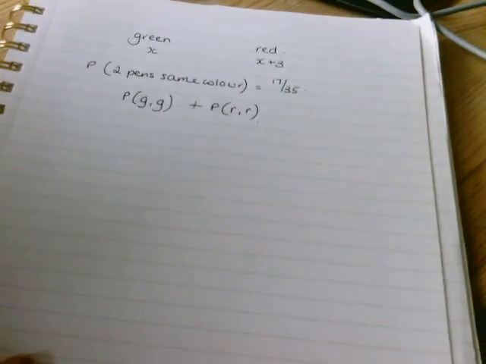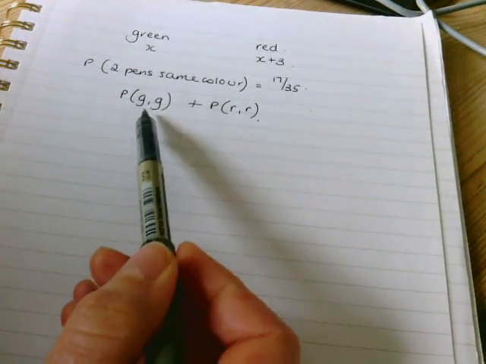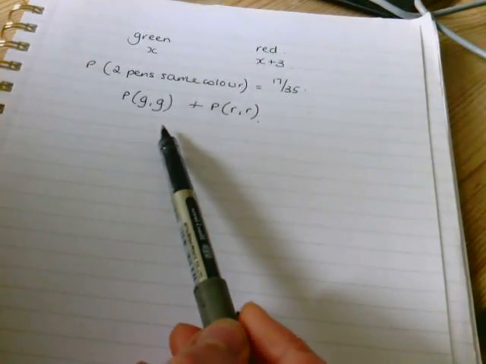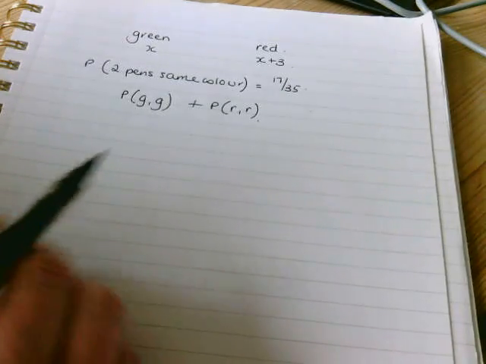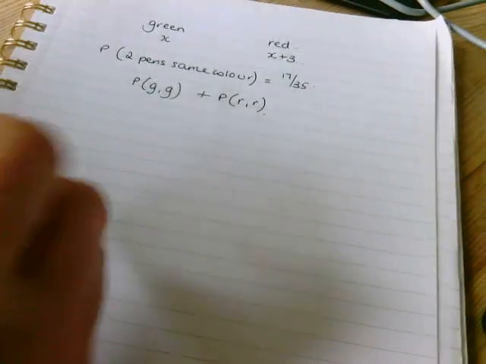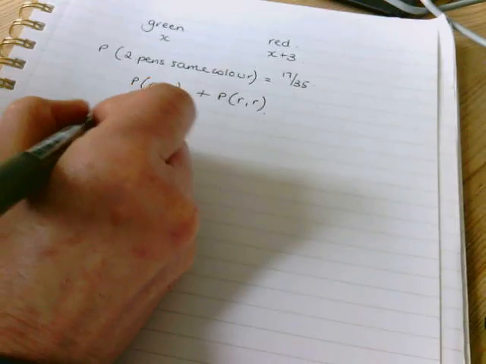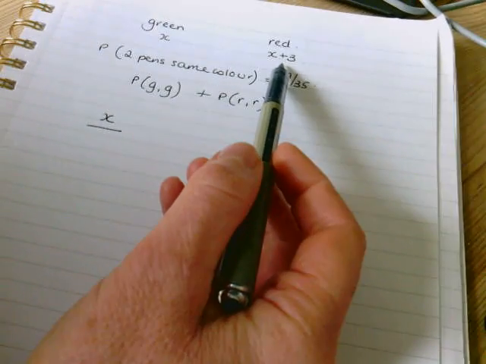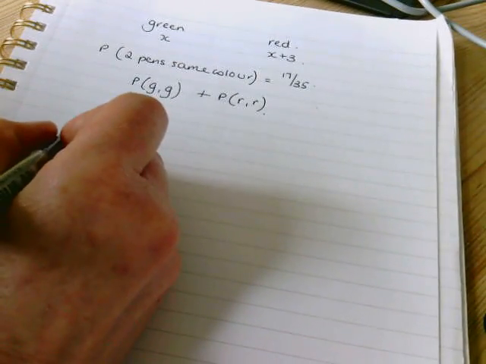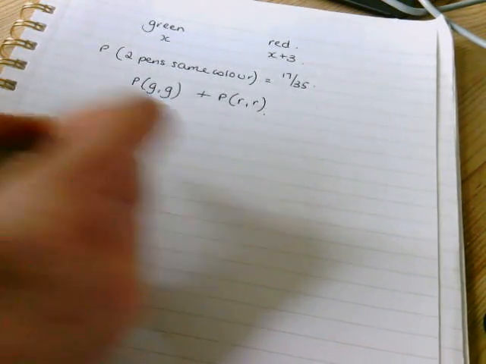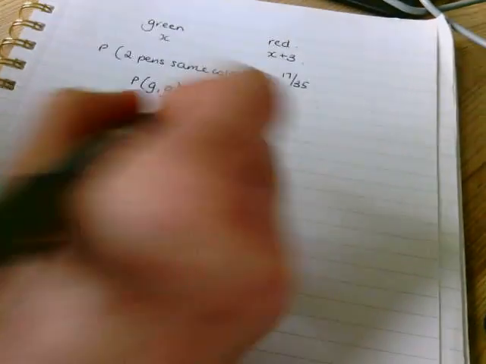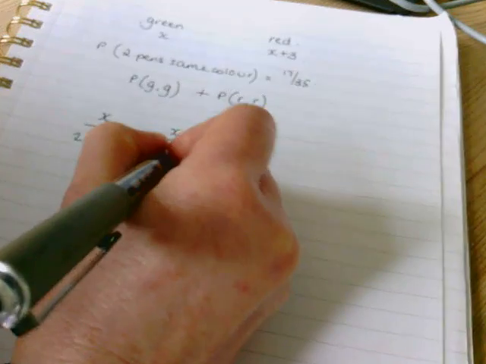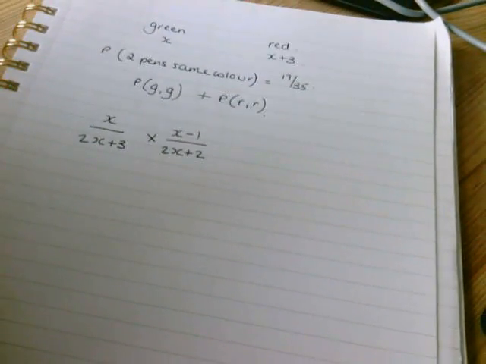To have 2 the same colour, we have either 2 greens or 2 reds. Remember, when you've got an "or" situation in probability, you add the probabilities together. To work out the probability for green green, we know that there are x green in the pot, and we have a total of 2x plus 3 in the pot. If we take a green one out, we've got x take away 1 left, and we take away 1 from our denominator as well, so it's going to be 2x plus 2.